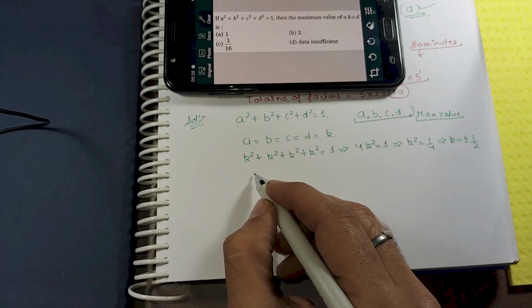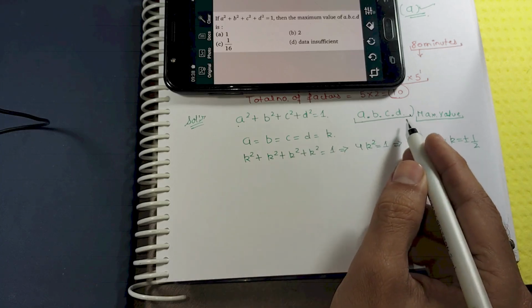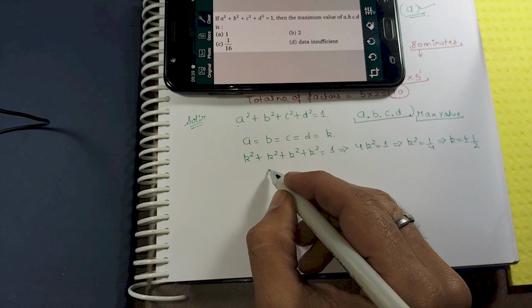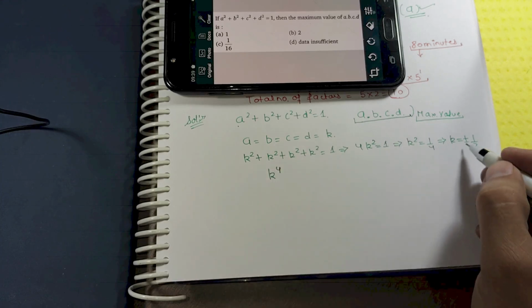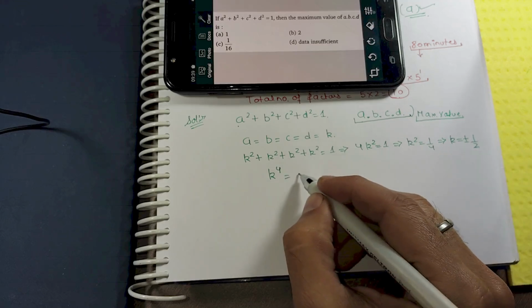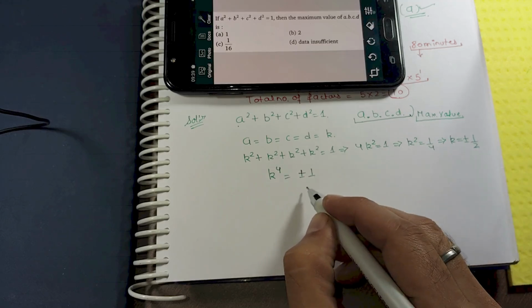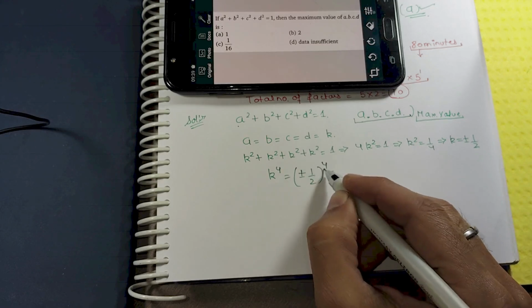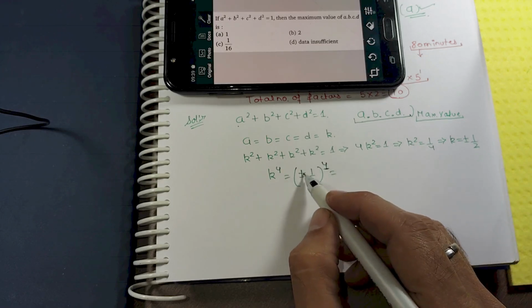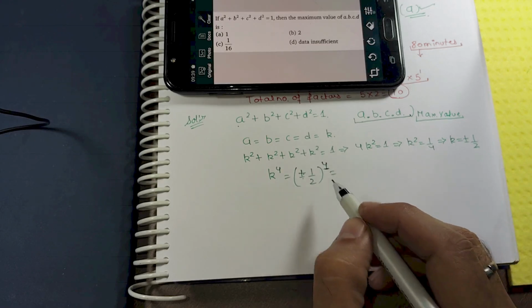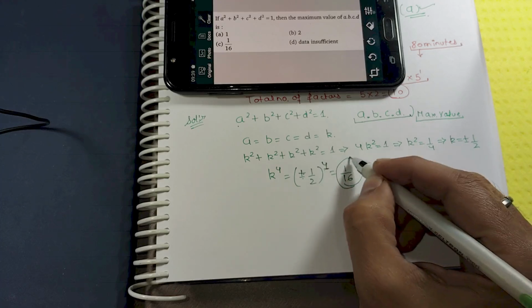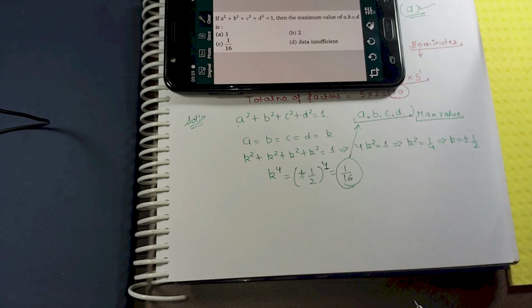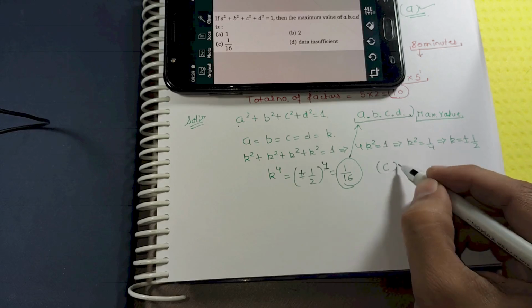So this will be equal to a multiplied by b multiplied by c multiplied by d. So that basically means k raised to power 4. Right? So that is basically this. The value of k is plus minus 1 by 2 whole raised to power 4. Since the power is even, both positive as well as negative 1 by 2 will yield positive. So this is equal to 1 by 16. So the maximum value of a into b into c into d is 1 by 16. So the right option will be option number C.